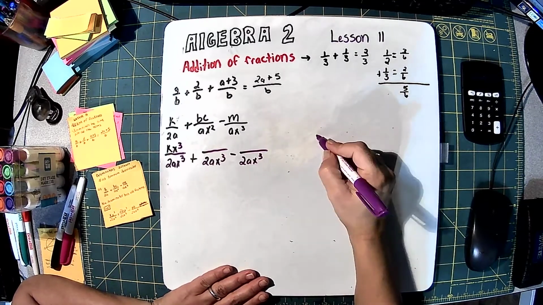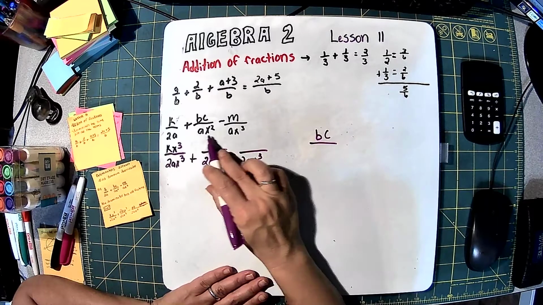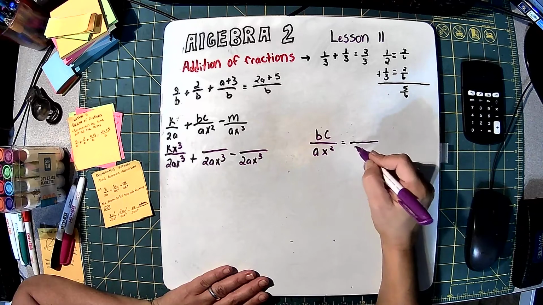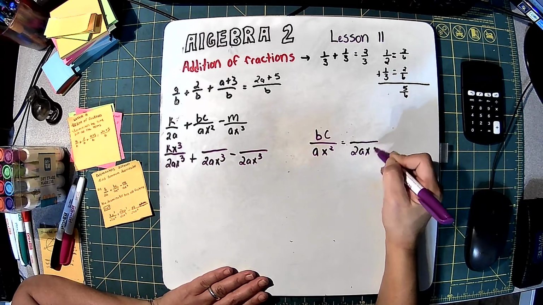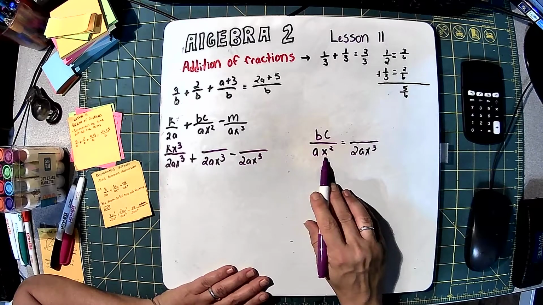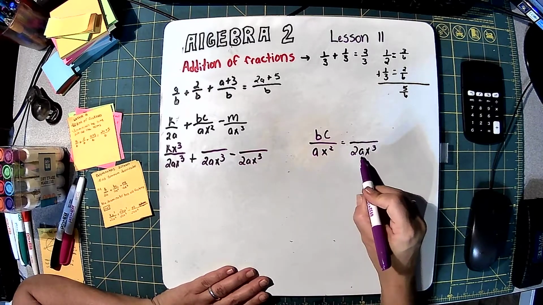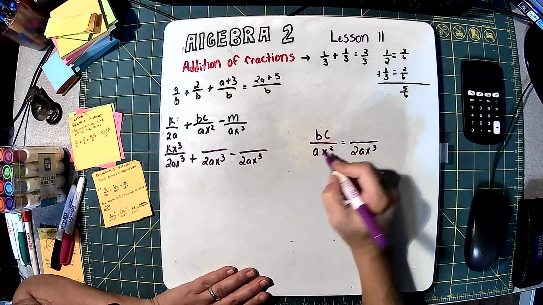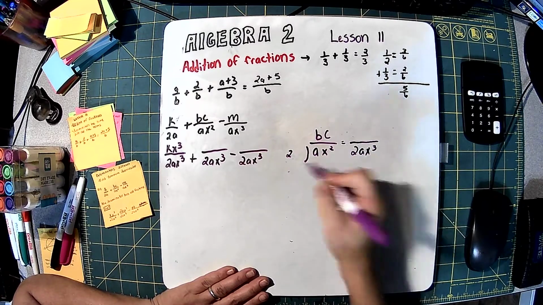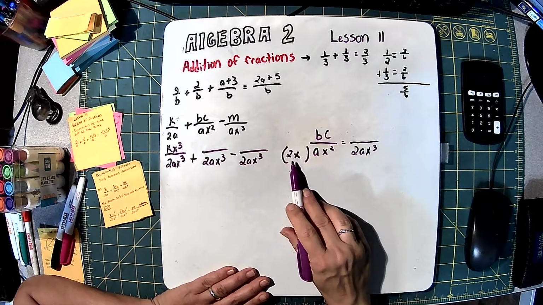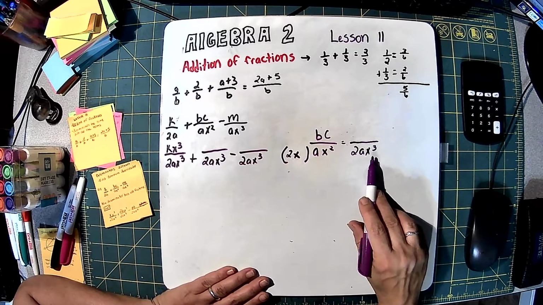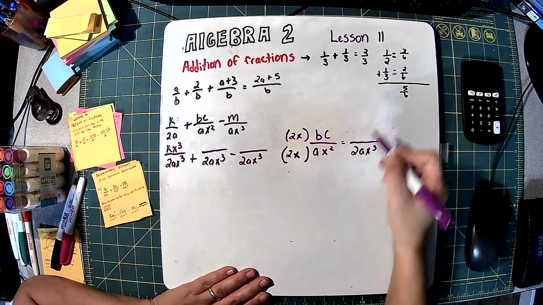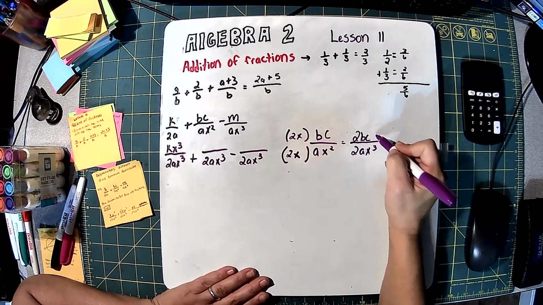So this one has bc over ax squared, and I want the new bottom to be 2ax to the third. So what am I missing from here that I have in there? Well, I've already got the a, and I've already got 2 of the x's, but I don't have a 2, so I had to multiply it times 2 and another x to get 2ax to the third. So I have to do the same thing up here. I have to multiply this times 2x. So it would be 2bcx.